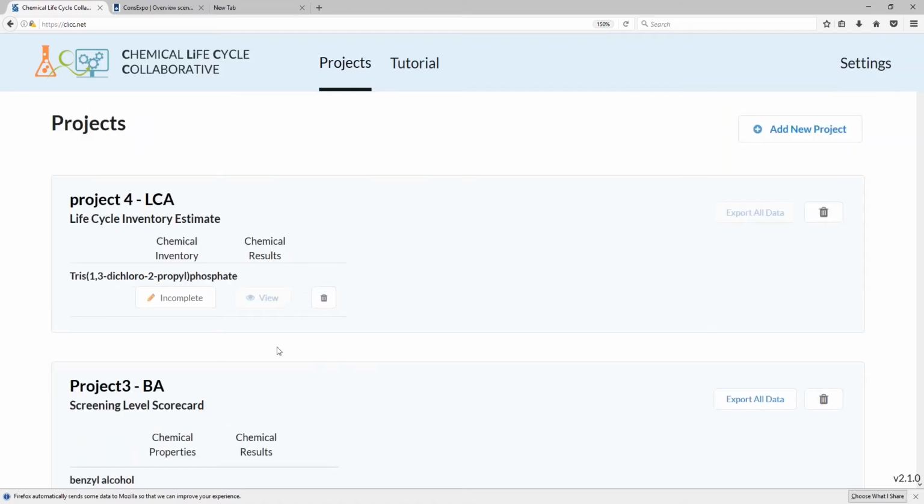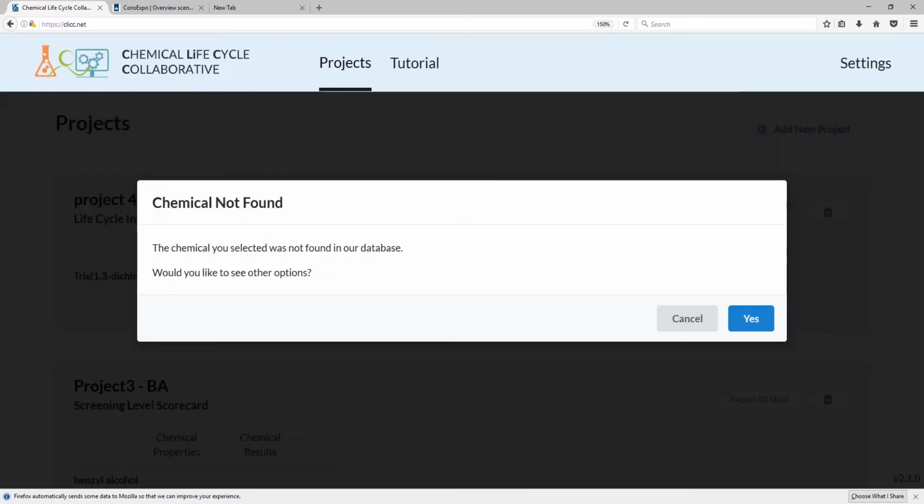Yeah. And it says incomplete. And if we click incomplete, the reason is that the chemical you selected was not found in our database. So it means that we could not pre-calculate this life cycle inventory for this chemical because we didn't have enough information. So in this case, there are some options you have.